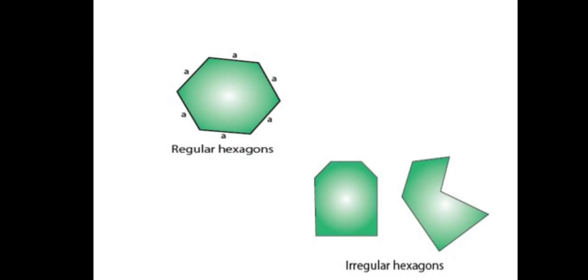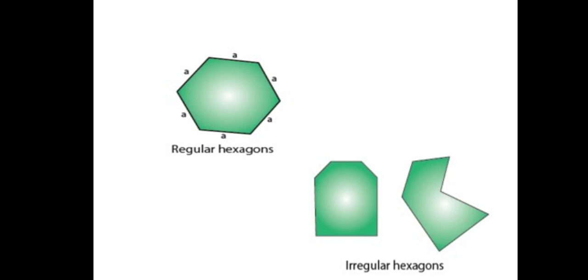Now, what do you mean by regular polygons? A polygon which has all its sides of equal length and all its interior angles of equal measure is called a regular polygon. For example, equilateral triangle and square are regular polygons. You can understand it better with the help of these two examples.